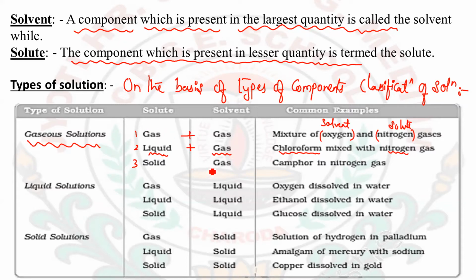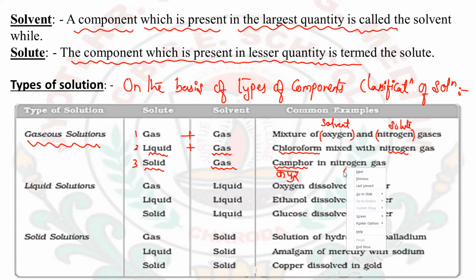The third case is the one in which gases are acting as solvent and solid particles are acting as the solute there. Example, camphor, or in Hindi we call it Kapoor, plus nitrogen gas. Here the Kapoor, which is a solid substance, is directly diffused into nitrogen. It is sublimated directly into the nitrogen gas here. So this type of solution will be known as a solid plus gas solution, where solid will be acting as solute and gas will be acting as solvent there.